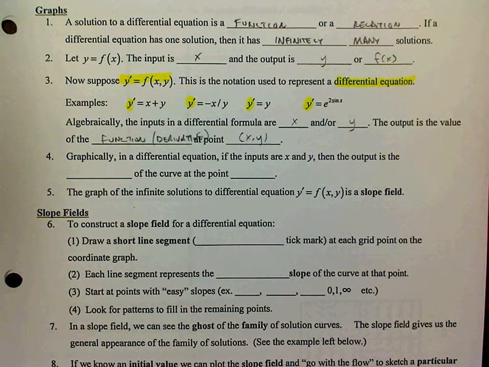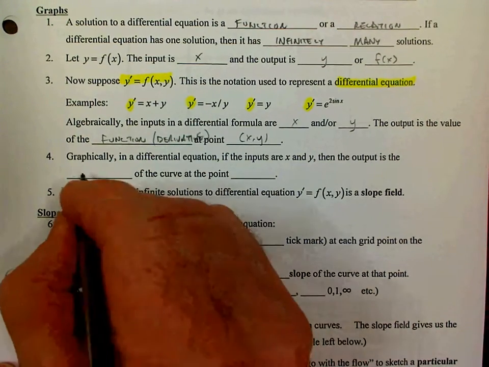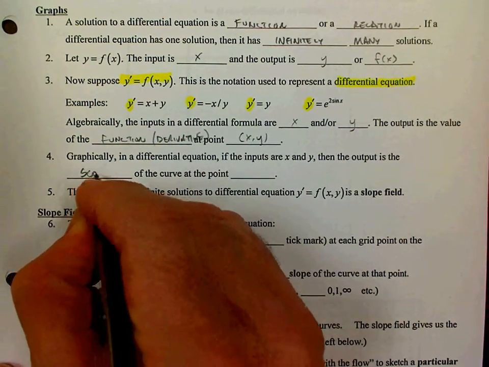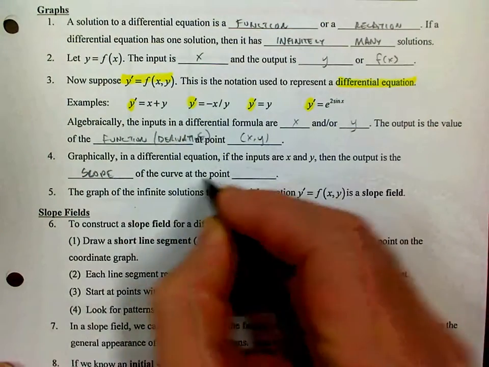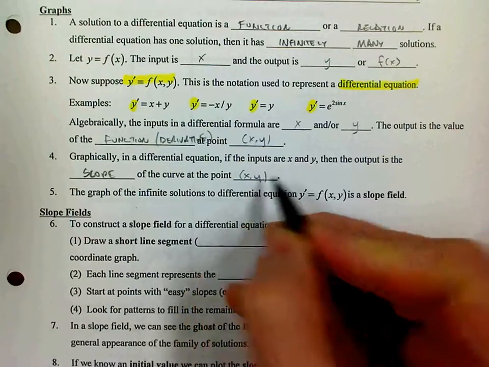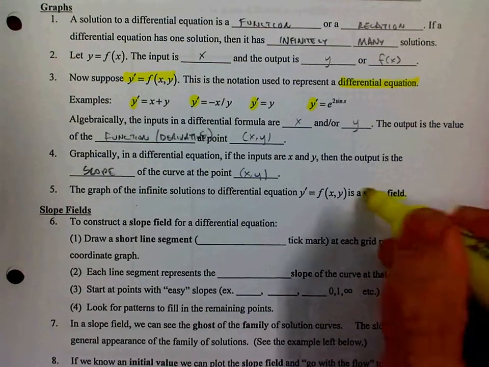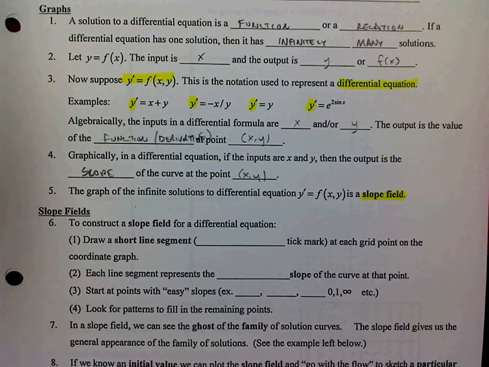Graphically, in a differential equation, if the inputs are x and y, then the output is going to be the slope at, or slope of the curve at that particular point. Slope of the curve, derivative, slope of the tangent line. All those mean the same thing. A graph of the infinite solutions to a differential equation will be something called a slope field. We're going to take a look at those today and concentrate on slope fields.